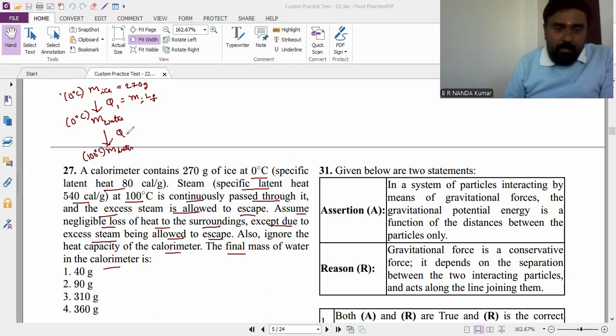Here the second heat gain, Q2, is equal to mass of water, mass of ice and water are both the same, into specific heat of water. This is 1 calorie per gram, specific heat of water, into delta T. So change in temperature is 100 minus 0, that is 100. So mass, that is 270.